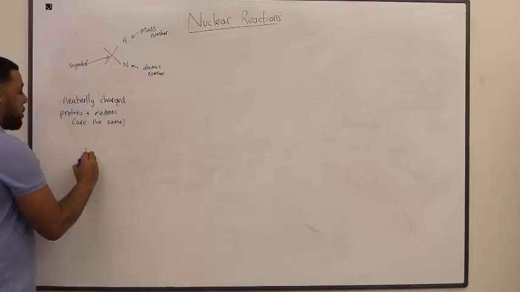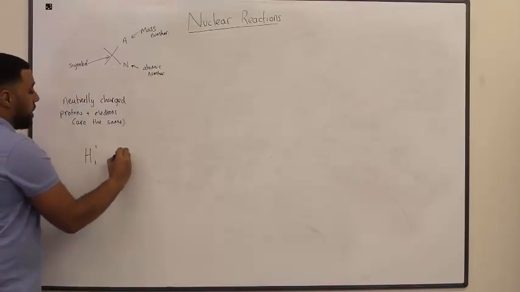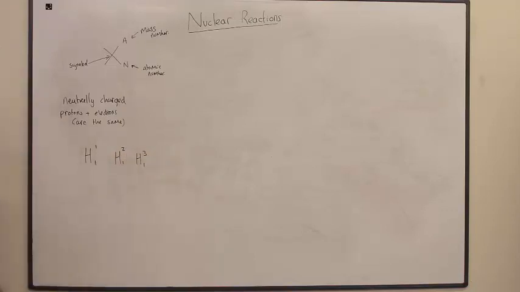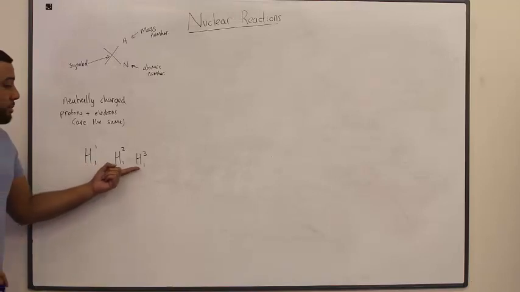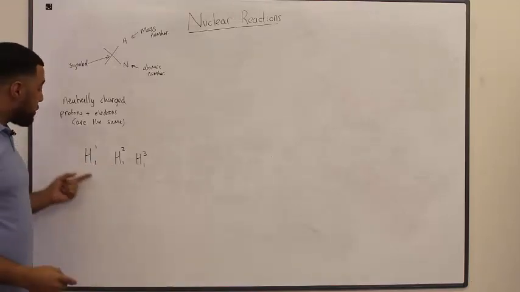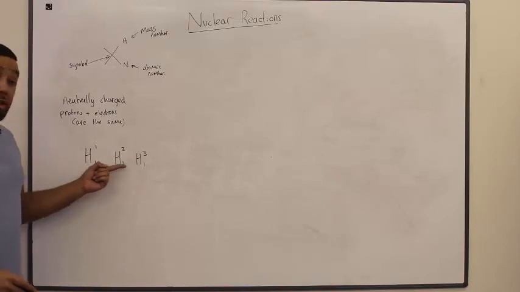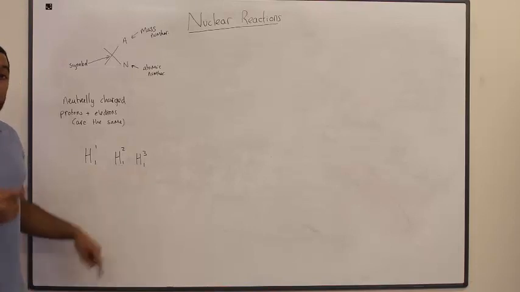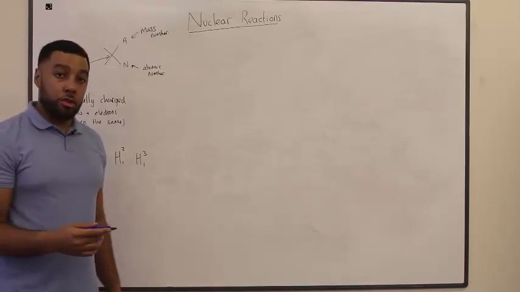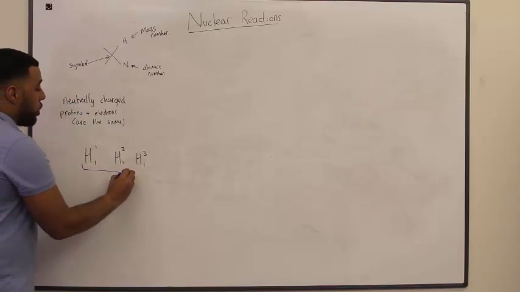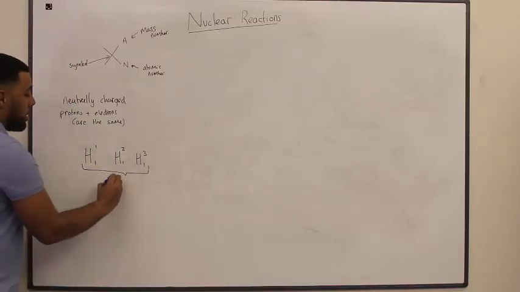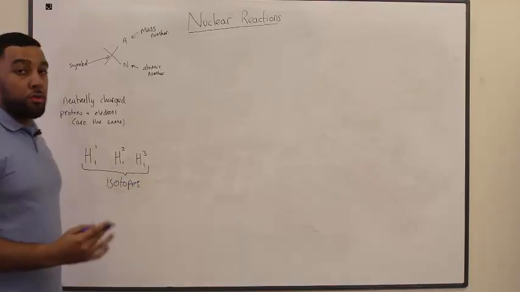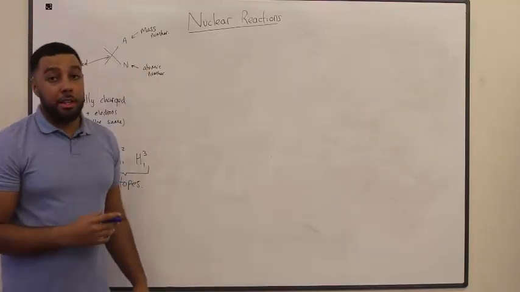But we also came across in chemistry something like this, where we have atoms of the same element, for example, atoms of hydrogen. They all have the same number of protons, but they have a different number of neutrons. We would call these atoms isotopes. And that's just a quick recap before we get into this lesson.